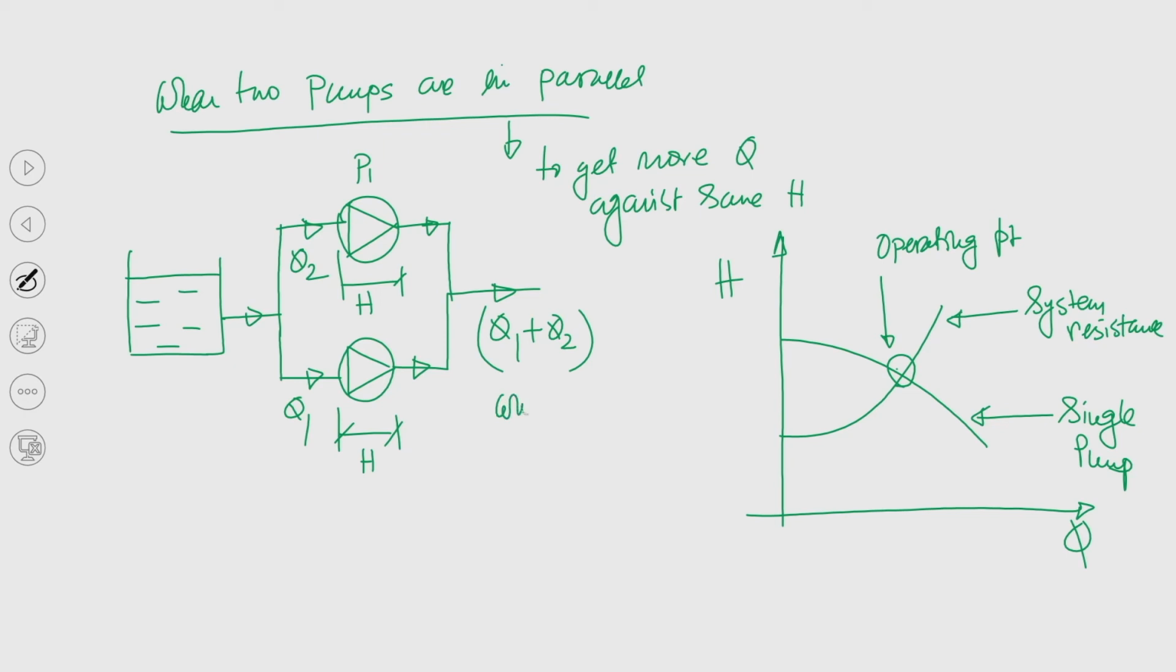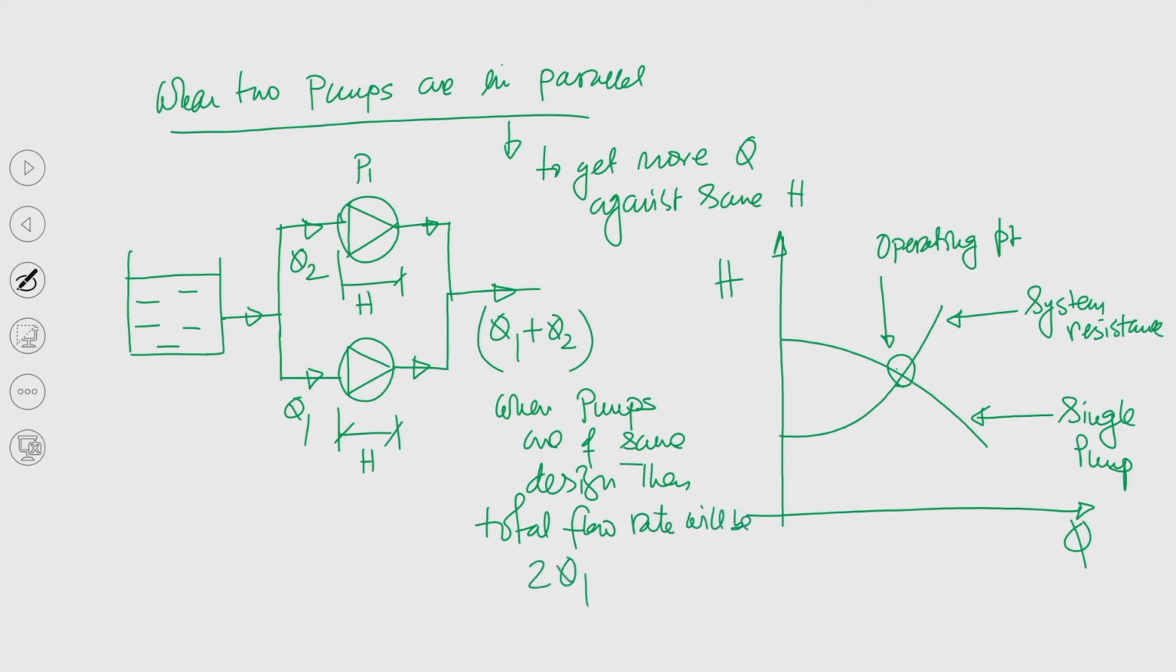So, when pumps are of the same design, then the total flow rate will be twice Q1 or twice Q2.